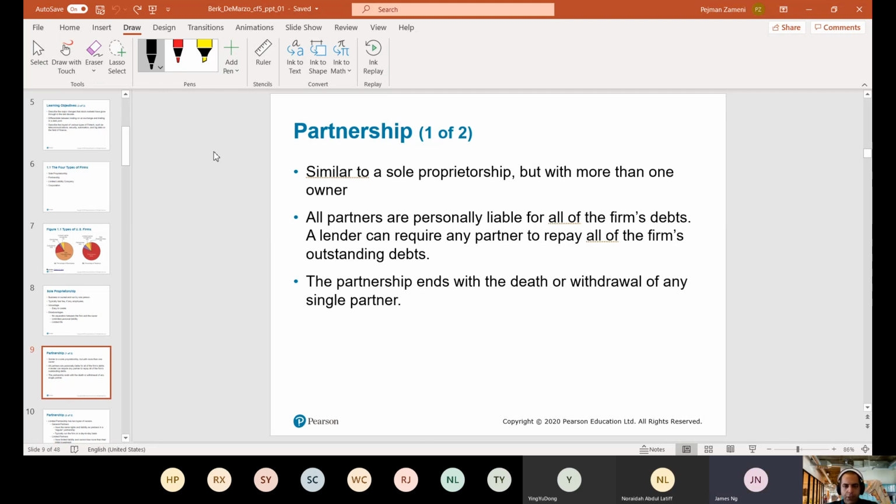The second type is partnership, similar to a sole proprietorship but with more than one owner. All partners are personally liable for all the firm's debts. See, this is another legal consequence. A lender can require any partner to repay all of the firm's outstanding debts. The partnership ends with the death or withdrawal of any single partner.